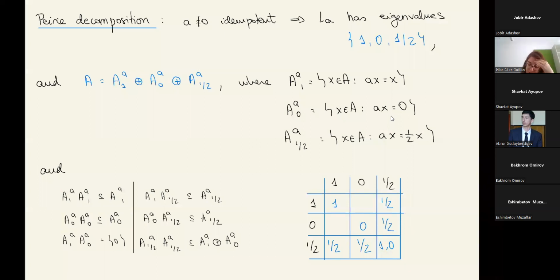And when I don't write anything here, this means that the product is always 0. In this case, whenever I multiply from eigenspace 1 with eigenspace 0, the result is always 0. And on 1/2 times 1/2, I get an element which is in the direct sum of the eigenspace associated to 0 and the eigenspace associated to 1, as is written here. So we have rules of how to multiply these eigenspaces.